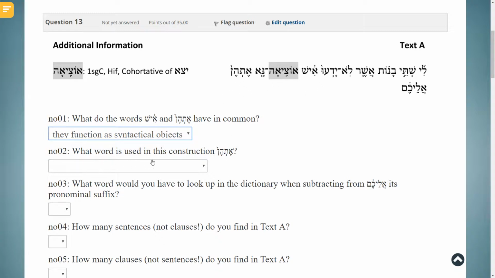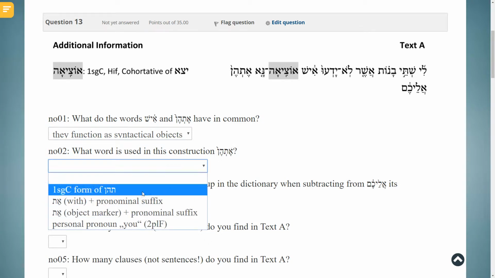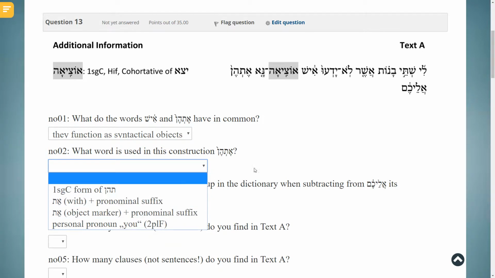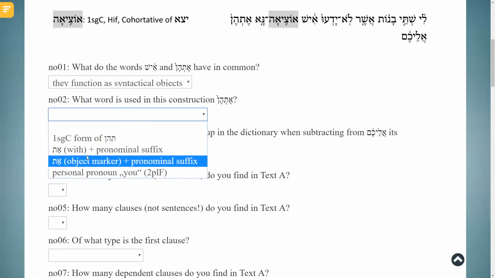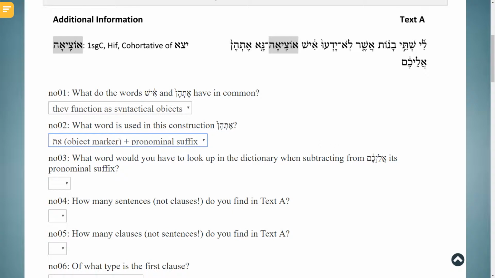So what word is used in the construction eten? So here you need to know what et is presenting here. Is it the object marker or is it with? Obviously it's the object marker here. What word would you have to look up in the dictionary when subtracting from alechem its pronominal suffix? You would have to define which one would be the correct one.